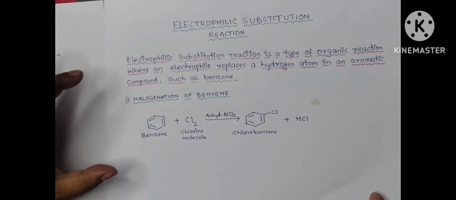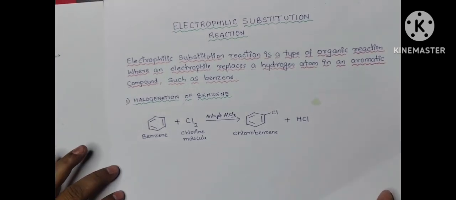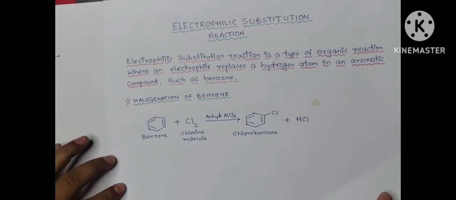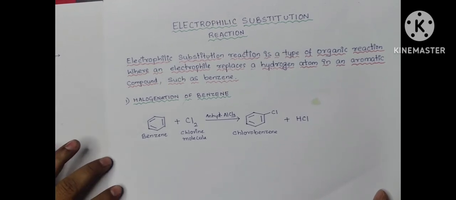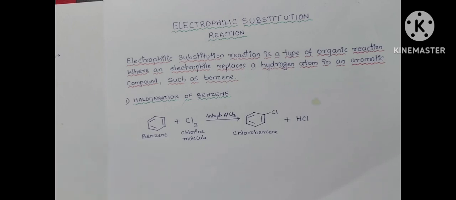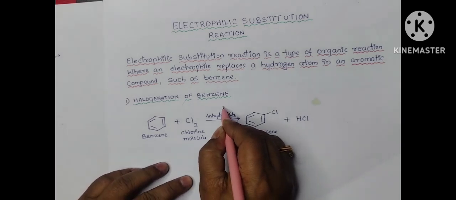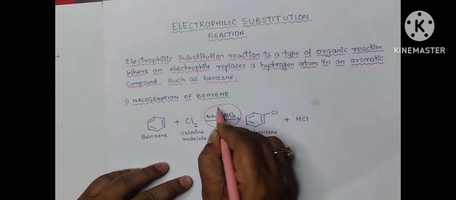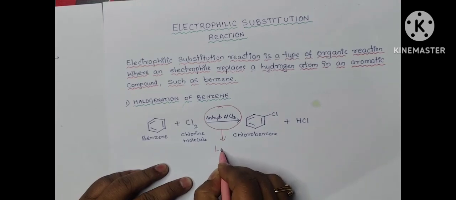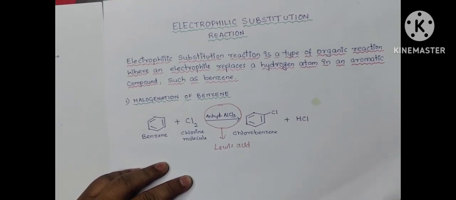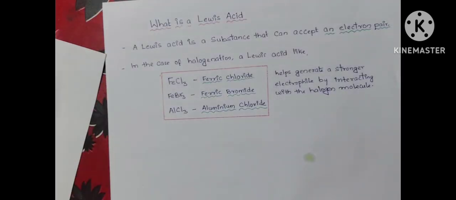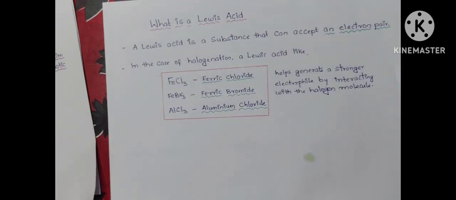Now, I have explained the main reaction, but how we got this chlorobenzene is what we are going to discuss. Before going to the mechanism part, let me explain the role of this anhydrous AlCl3. It is called a Lewis acid. So what does this Lewis acid mean? Let me explain first what a Lewis acid is.